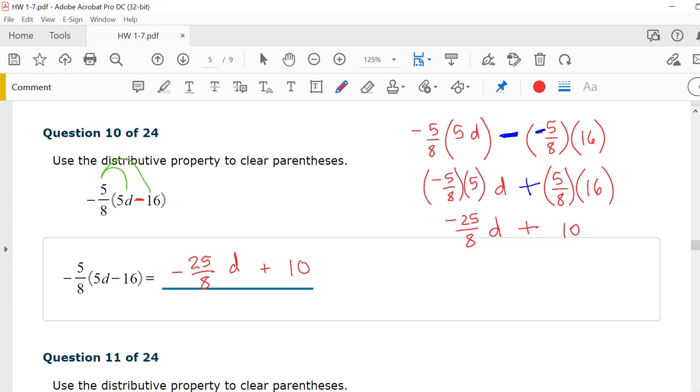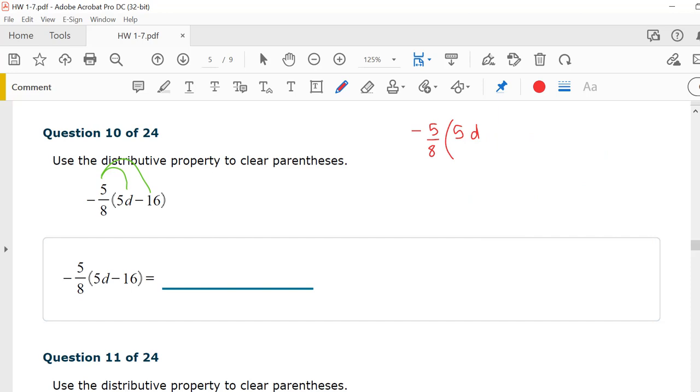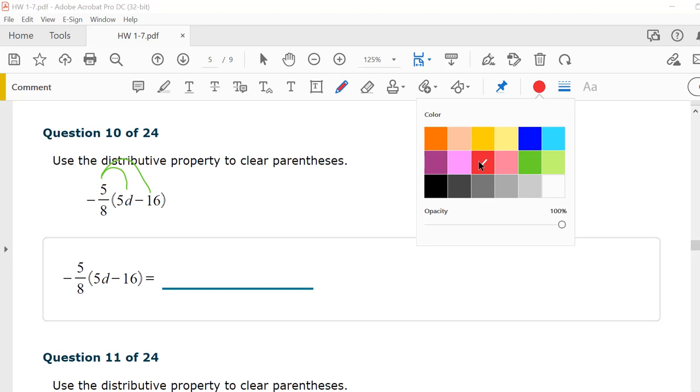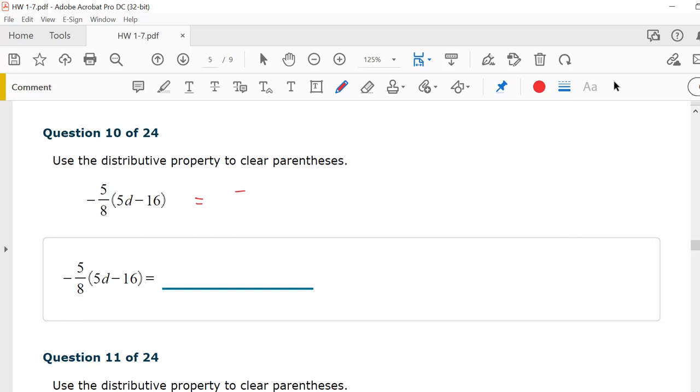Okay, I want to go show you another way to work this problem. That minus there in the middle might be messing you up. Before I start the problem, I'm going to go rewrite it as negative 5/8 parentheses 5D plus negative 16. All right, now I have a plus there.